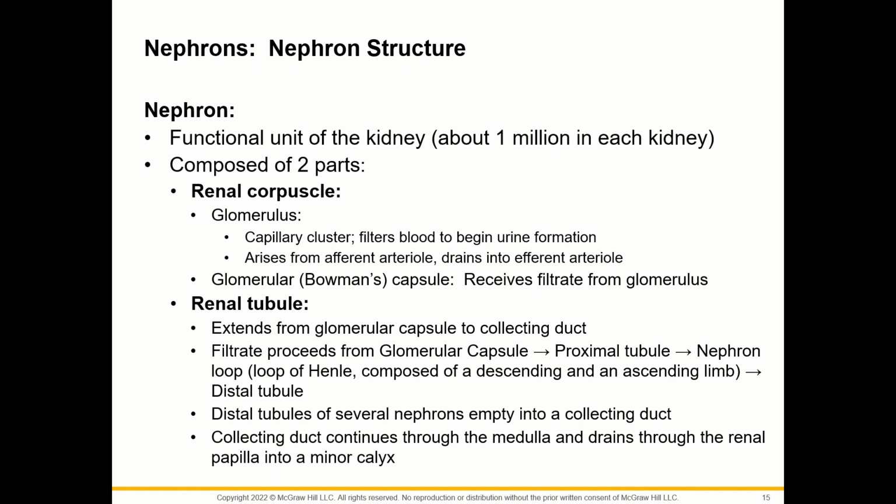The renal tubule extends from the glomerular capsule to the collecting duct. Filtrate proceeds from the glomerular capsule to the proximal tubule, to the loop of Henle, to the distal tubule. Distal tubules of several nephrons empty into a collecting duct. The collecting duct continues through the medulla and drains through the renal papilla into a minor calyx.